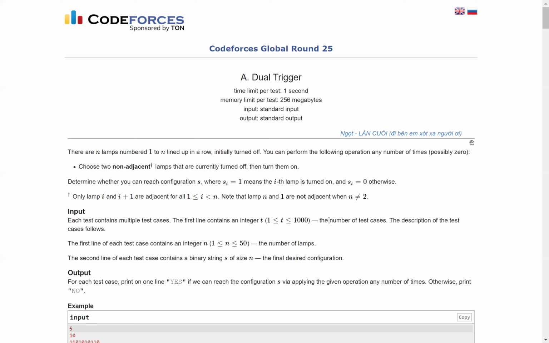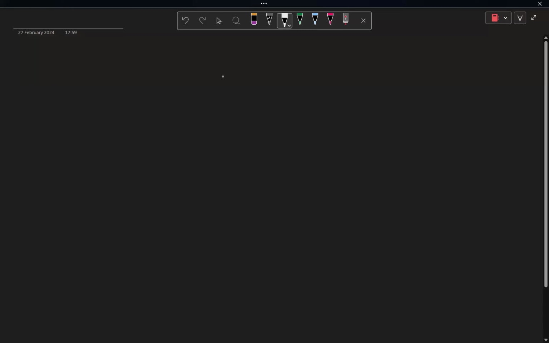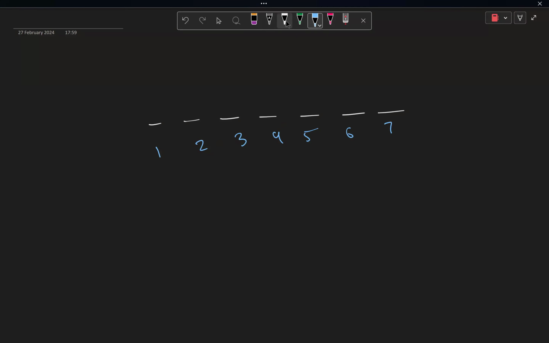So let me just open it here as well. I think the problem should be pretty clear already, that we have n lamps numbered from 1 to n. So these are like lamp 1, 2, 3, 4, 5, 6, 7. And we have been given a string, let us say string S. In the string S, if on the third position it has a 1, it means that the third lamp is on, else it is off. So this is how they have been telling a configuration for the lamps through a string.